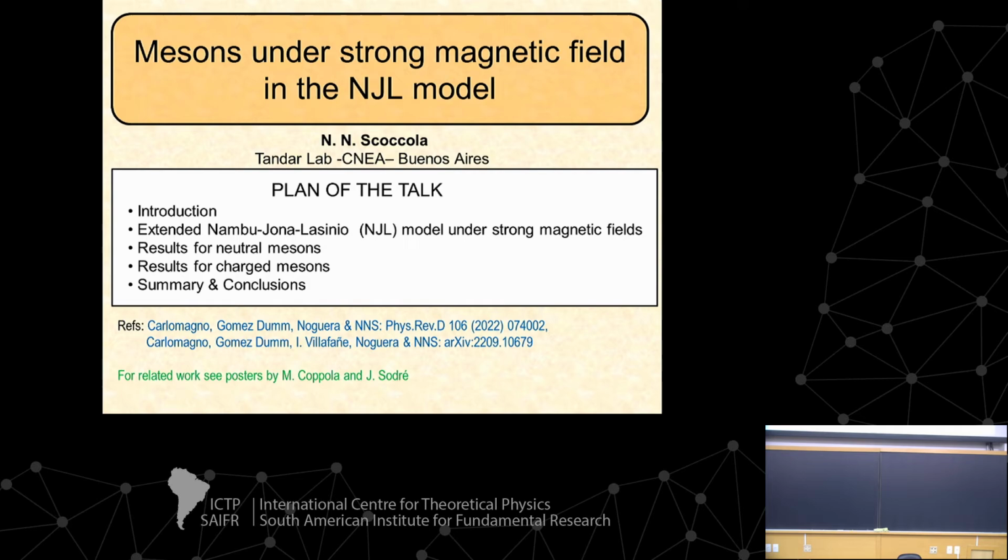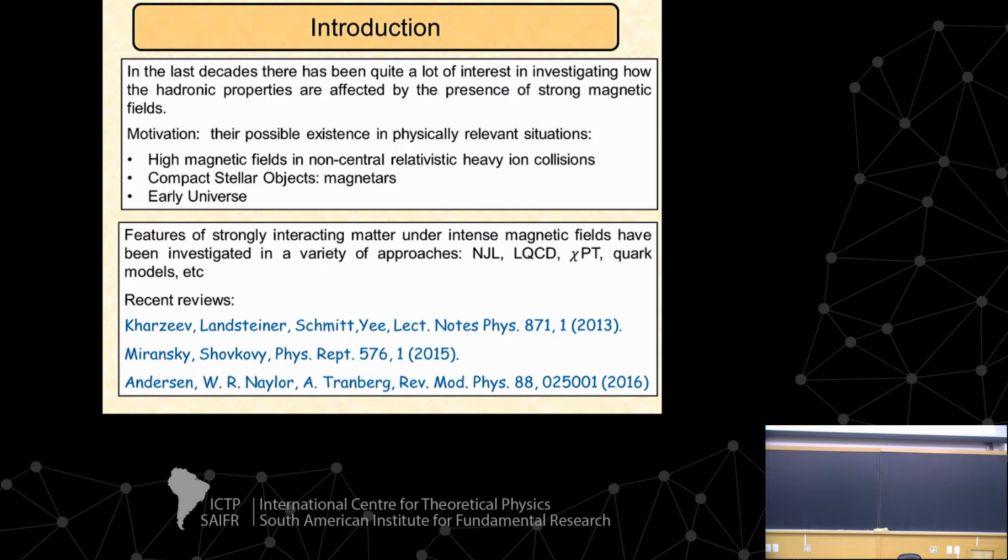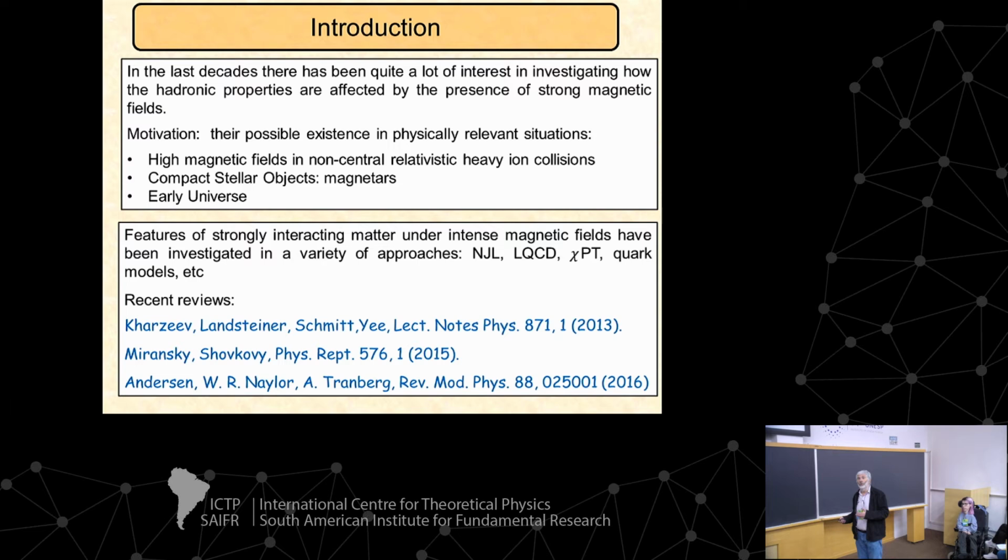I think you all know this: in the last decade there has been a lot of interest in strong magnetic fields because of possible applications in heavy ion collisions, compact stellar matter, and the early universe. Therefore, this problem has been studied using different kinds of models: the Nambu-Jona-Lasinio model, lattice QCD, chiral perturbation theory, quark models, etc. There have been some reviews, which are now somewhat old because they are something like 7 years old. Since then, there have been some developments. But anyway, I think they are a very good starting point for those interested in this kind of problem.